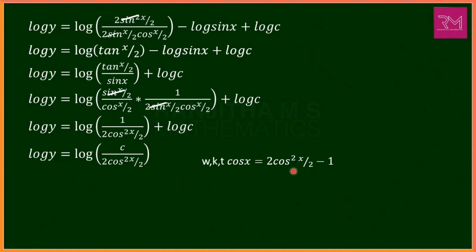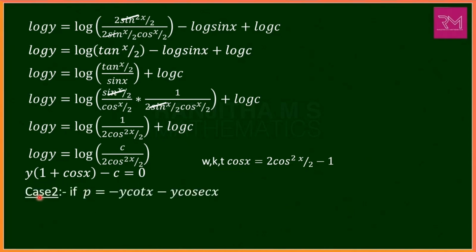So 2 cos square x by 2 we can write as 1 plus cos x, so that we can take it as y into 1 plus cos x minus c, which is equal to 0. Because here if we cancel this value we get y is equal to c by 1 plus cos x. Take this 1 plus cos x to the left hand side, we get y into 1 plus cos x, and take this c to the left hand side, we get minus c, which is equal to 0. So for case 1, we get y into 1 plus cos x minus c, which is equal to 0.